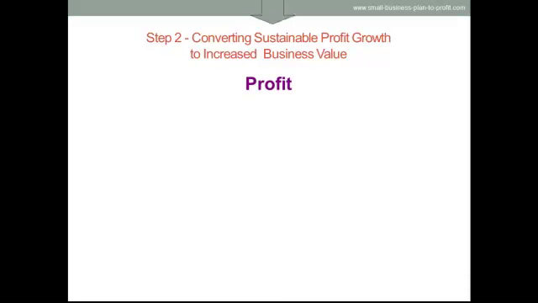In this module we're going to be talking about how to build a framework for a high performance business model. So where we're up to now is step 2 in our Profit, Growth, Wealth series, and this is all about converting sustainable profit growth into increased business value.